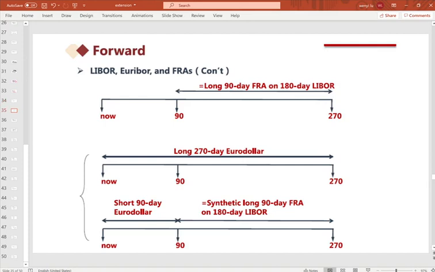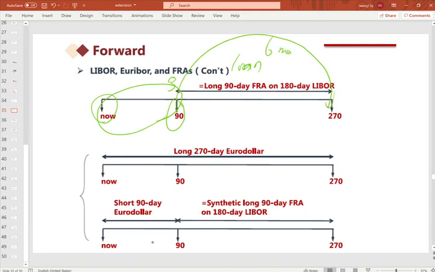You can see here there are three charts, but they all mean the same contract. They all mean you are not starting the loan immediately. You sign a contract now, but the settlement of the contract is on day 90, in the third month. Then you will borrow the loan starting from the third month, for the next 6 months.